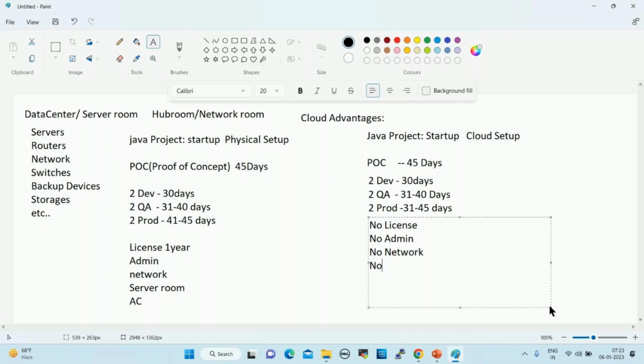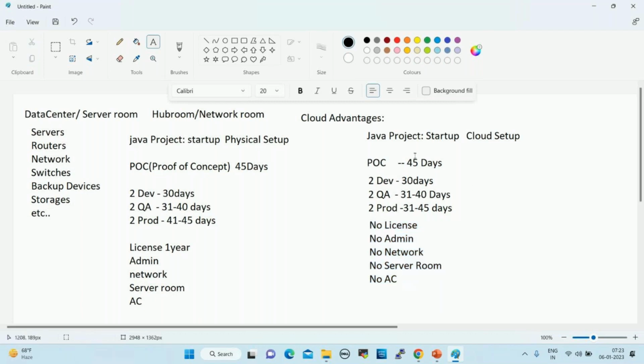No server room. Server room will be taken care of by the vendor only. No central AC. We don't require any physical servers here, right? So for all our cloud servers, the cloud vendor will take care. So all these things are not required here. The vendor will take care, fine.